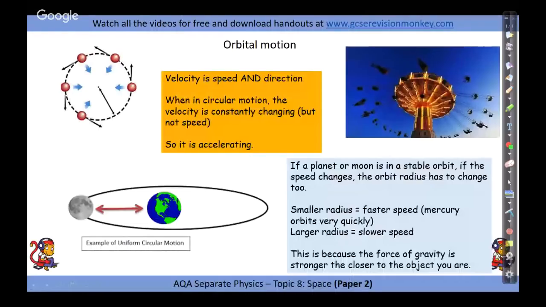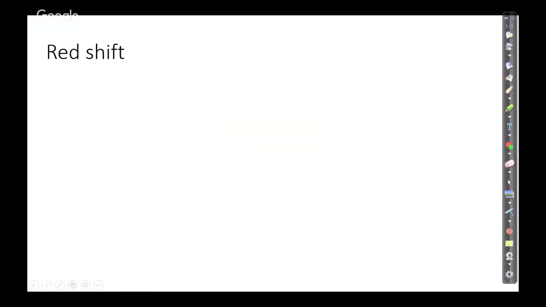This is because the force of gravity is stronger the closer to the object you are. The closer to the sun you are, the stronger the gravity. That's why Mercury travels fastest. It's got a stronger force pulling it into the center of the circle, so it travels the fastest.